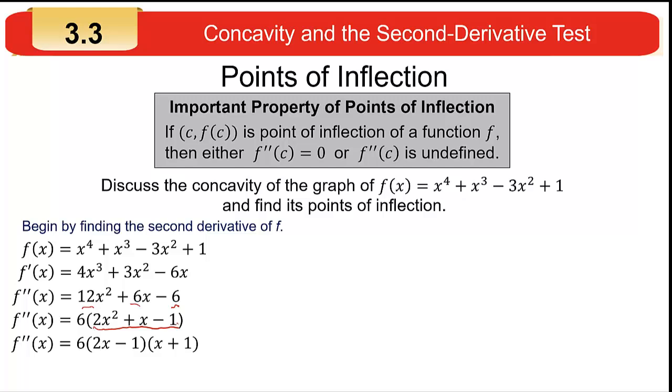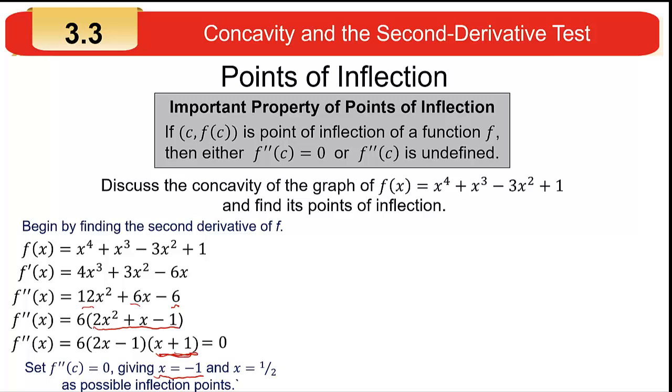It factors into (2x minus 1) times (x plus 1), and then we're going to set that equal to 0. Obviously the 6 is not going to impact anything there, because you could divide out the 6 when you're solving. The two values that will go on the concavity chart come from setting 2x minus 1 equal to 0 and x plus 1 equal to 0. So x equals minus 1 comes from setting x plus 1 equal to 0, and x equals 1/2 comes from setting 2x minus 1 equal to 0. Those are the possible inflection points. They go on our concavity chart.